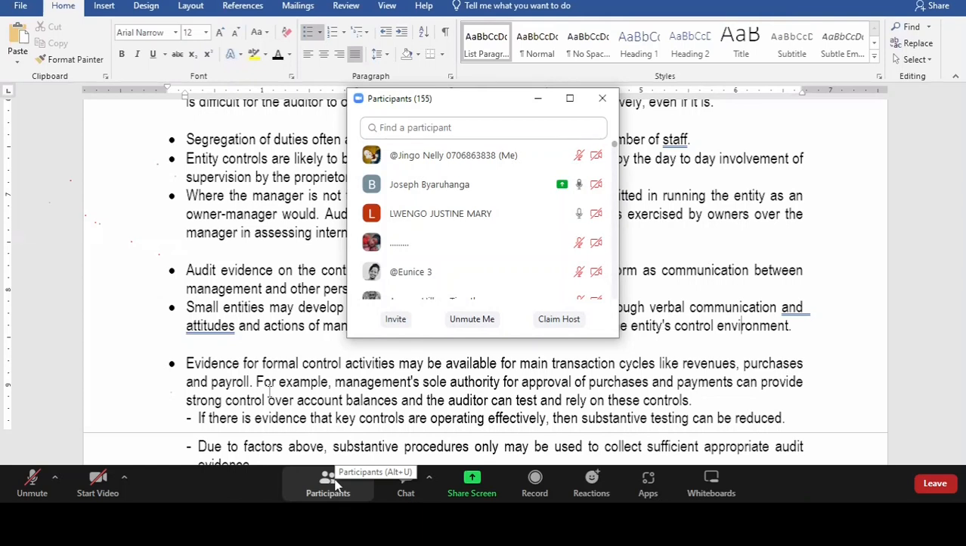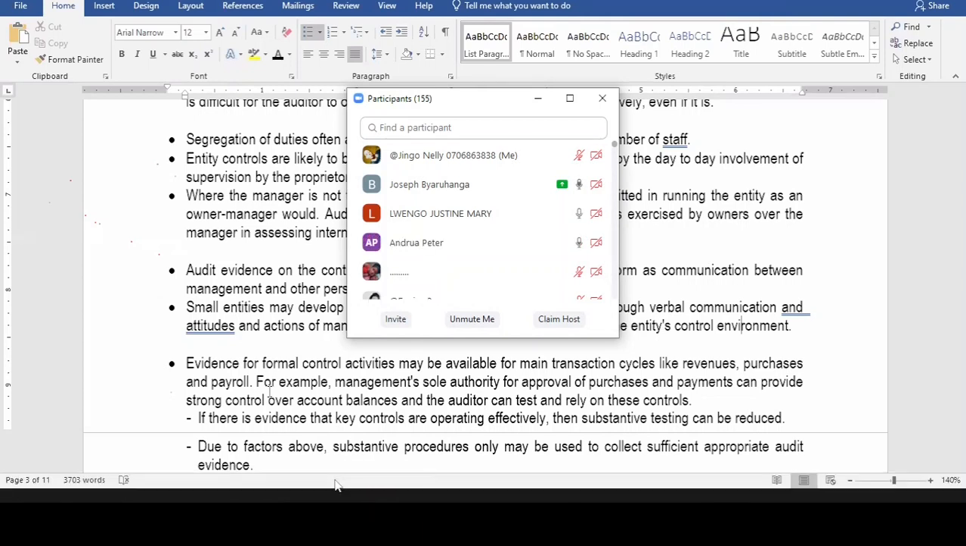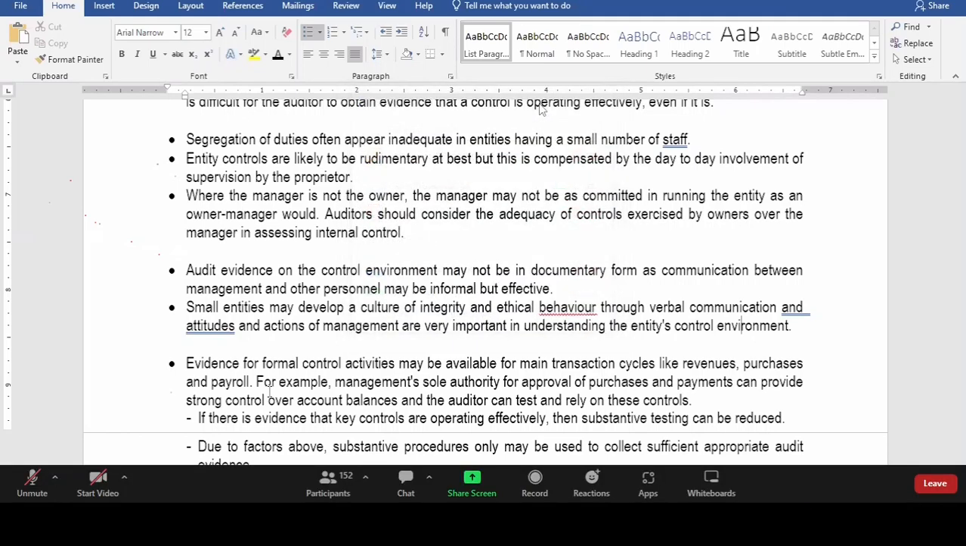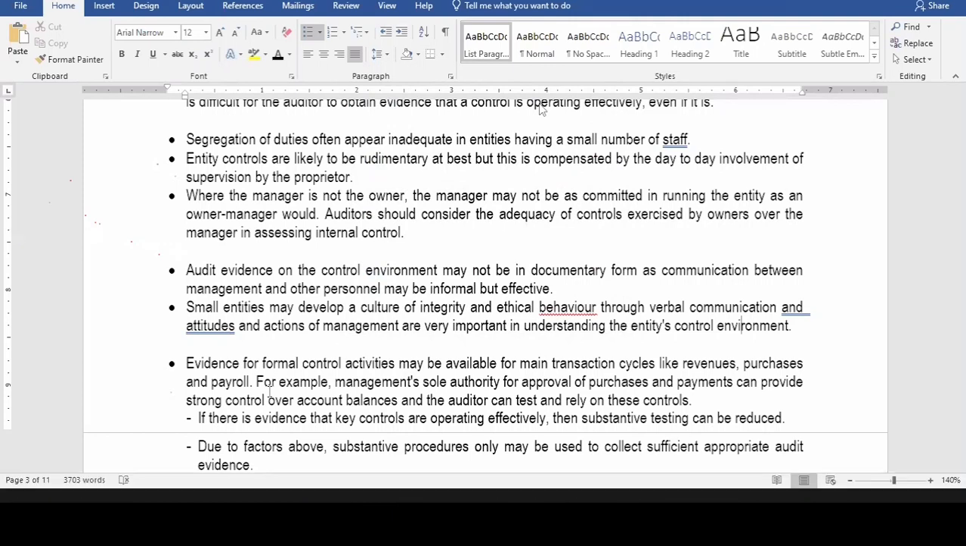So for a small farm, the owner has to make purchases, has to sell the goods, has to pay salaries. Basically, these should be done by different departments. But here, one person may do all this. So even if we don't have detailed controls, things can be done depending on how the manager or the owner manager carries out the business.